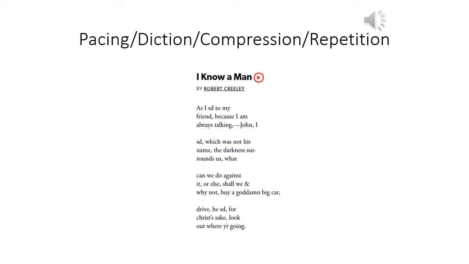Then he's able to use repetition with the eyes. Look at the three eyes within the first stanza. That creates some pacing when you have the repetition of something that allows the poem to speed up.